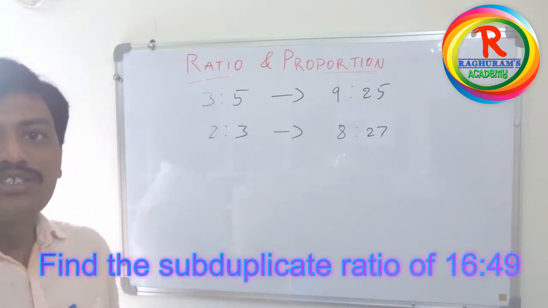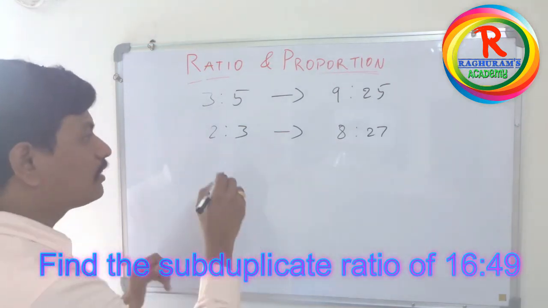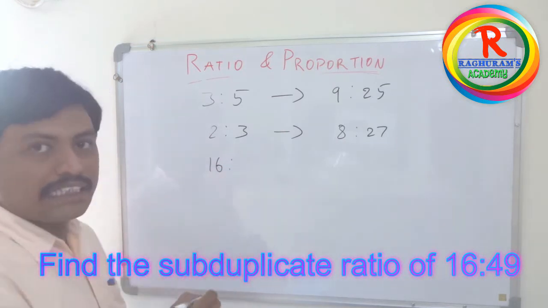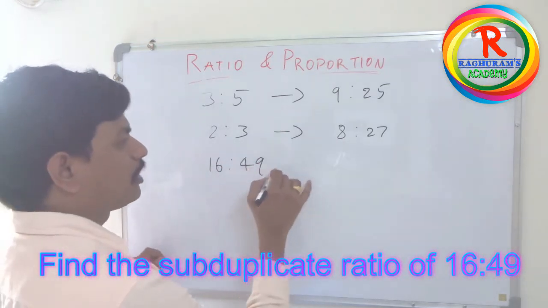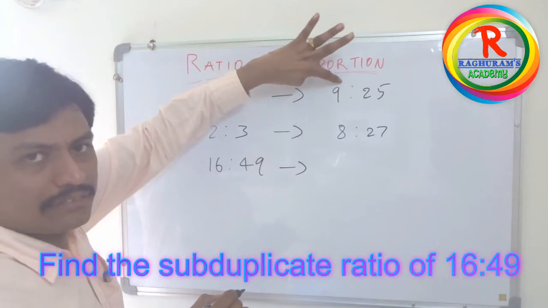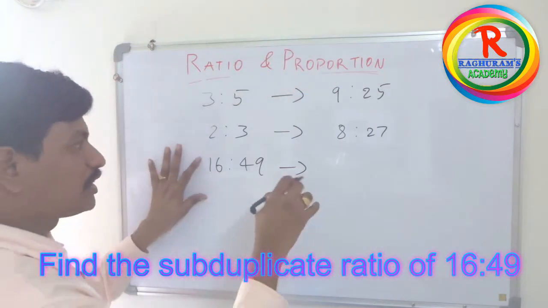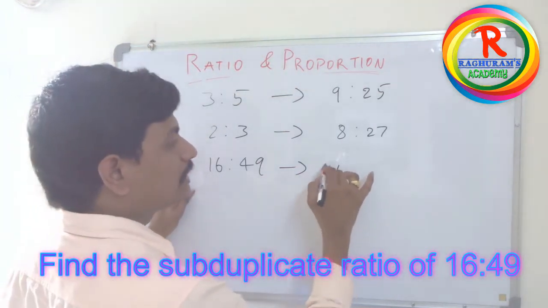Similarly, they may ask you like this: find the subduplicate ratio of 16 is to 49. What is the duplicate ratio? Square. Subduplicate ratio is the square root. So the square root of 16.